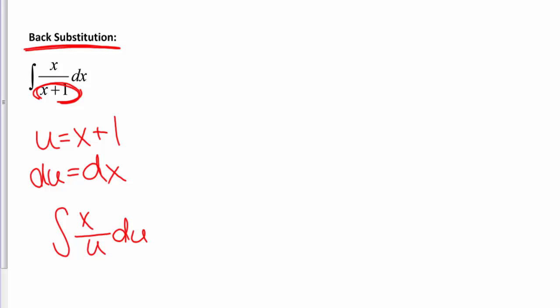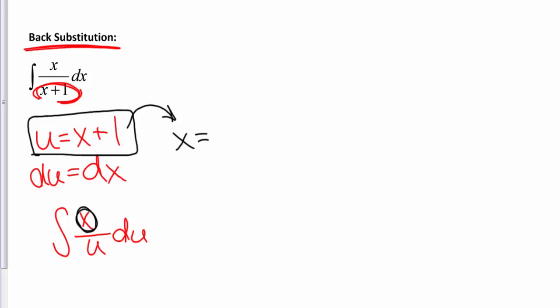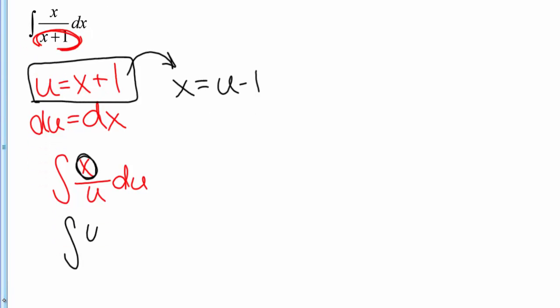In this case, I can actually force it to work, because I know this equation right here. I know u equals x plus 1. And I have an x here that I want to get rid of. So can I take this equation and figure out what x should be? I know what u is in terms of x. Can I find x in terms of u? What should it be? U minus 1. So in this particular case, the integral that I get now looks like u minus 1 over u du. Is that any better than the one I started with?